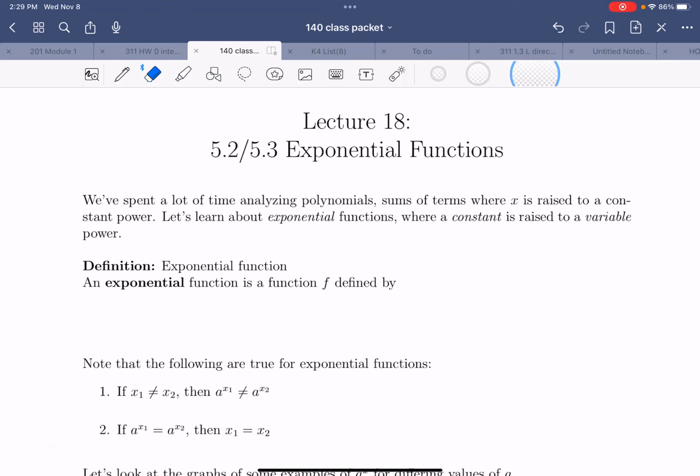Hi all, this is lecture 18 on sections 5.2 and 5.3, exponential functions. In the past, we have worked quite a bit with polynomials, where you have an x raised to a number, x squared, x cubed. Now we're going to flip that and talk about exponential functions, where your base, the bottom number, is a number this time instead of an x, and your variable, your x, is actually in the exponent.